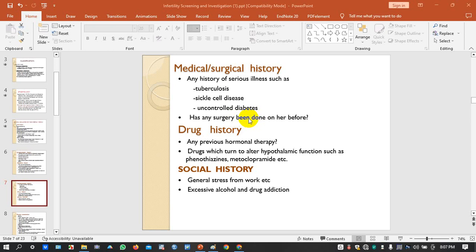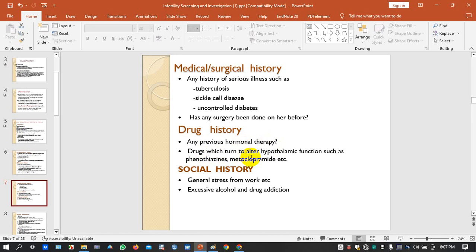You have ovaries. Then look at the drug history. Any previous hormonal therapy? Have you been on hormones before? Have they given you estrogen, progesterone before? This will cause imbalance in the normal, natural estrogen level, follicle stimulating hormone level, and those things. So if you have been given any artificial hormonal therapy, you have to report to the doctor because it can cause imbalance in your natural, normal hormonal system.